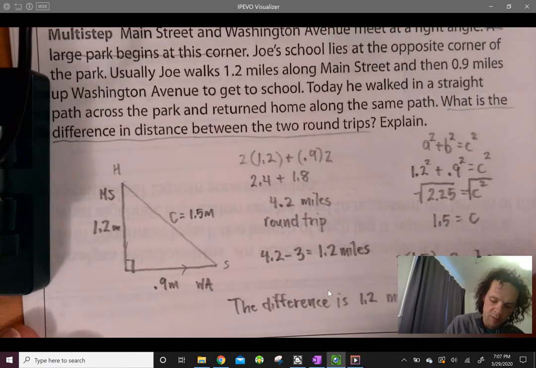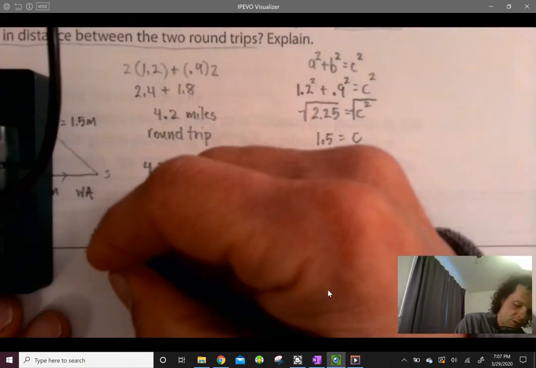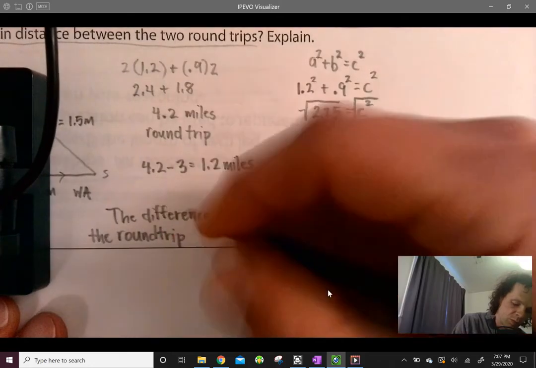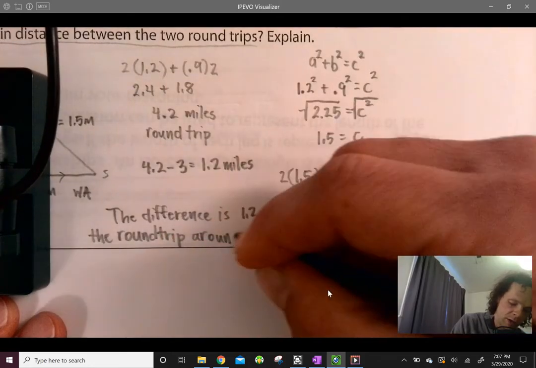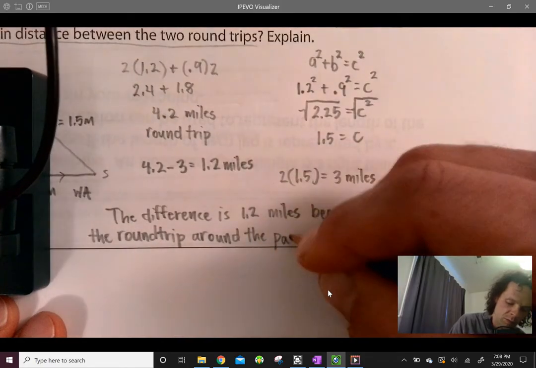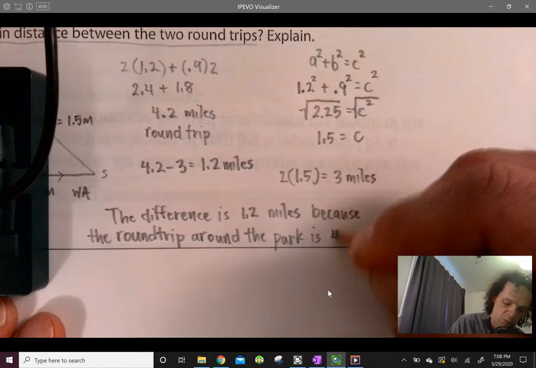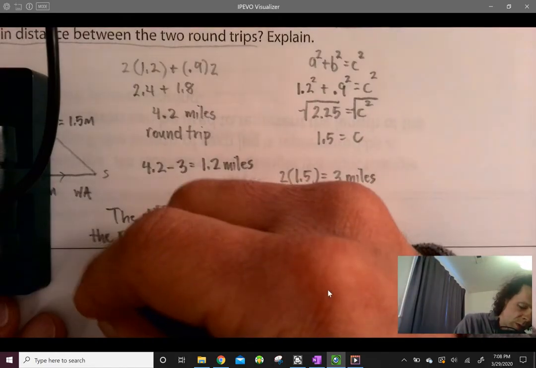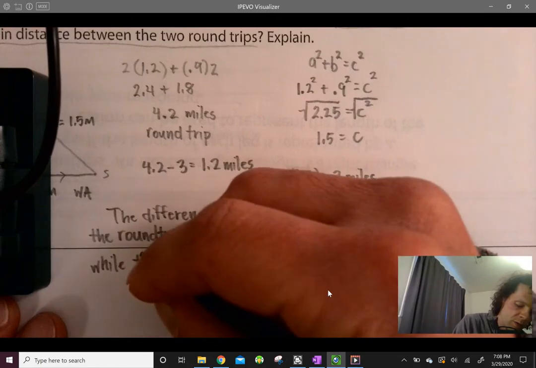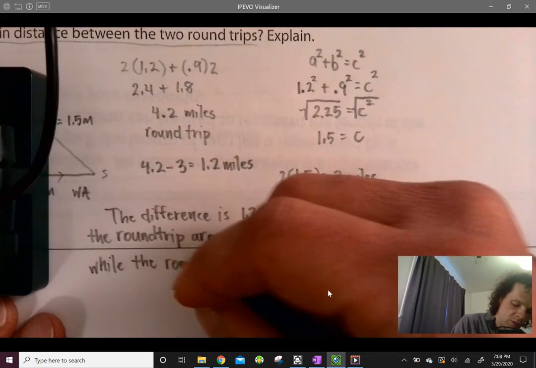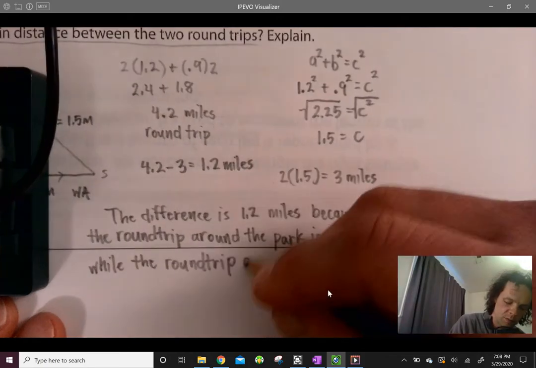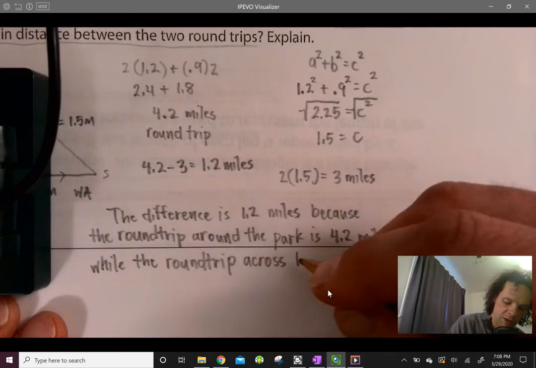Because the round trip around the park is 4.2 miles, while the round trip across the park is only 3 miles.